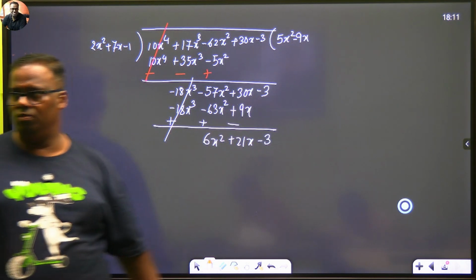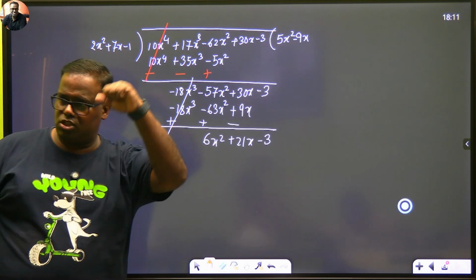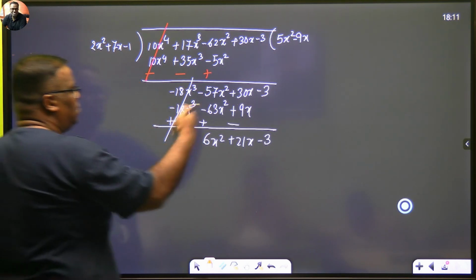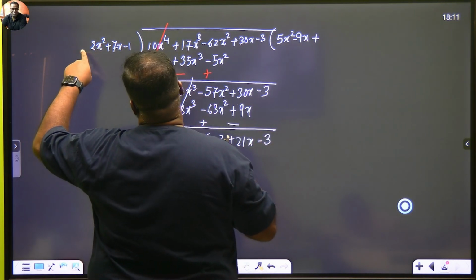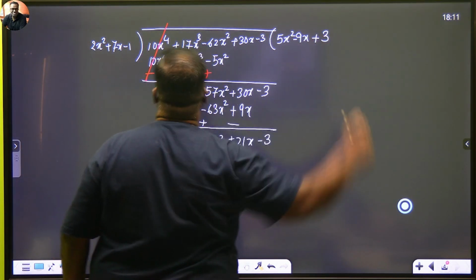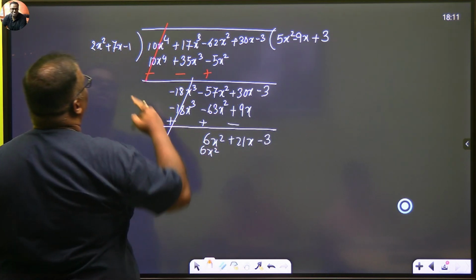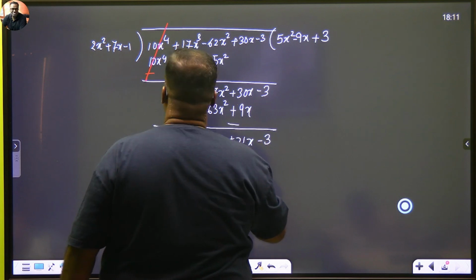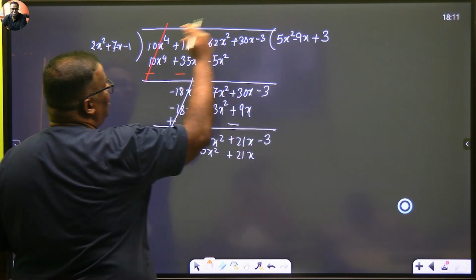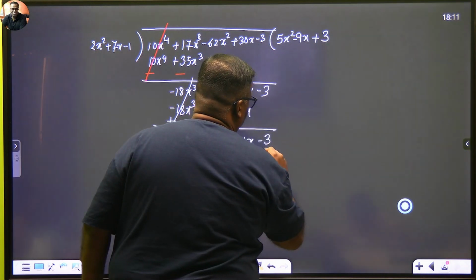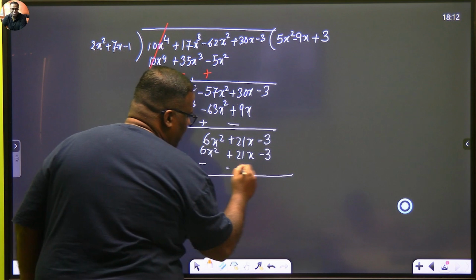Are we all okay so far? Now look whether the match is on. Square, square, match still on. So 2 multiplies with what? And degree same, constant, 3. 2 into 3 is 6x square. 7 into 3 is 21x. Negative 1 into positive 3 is negative 3. Such a nice little problem. Negative, negative, positive.